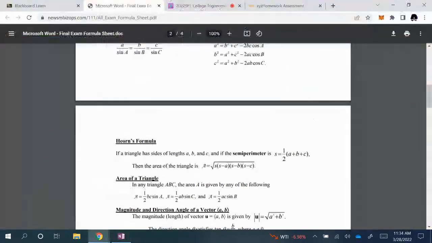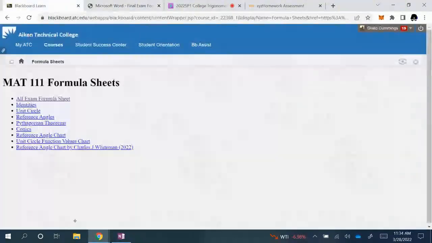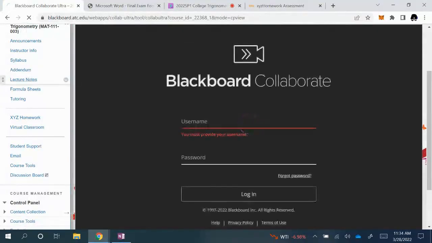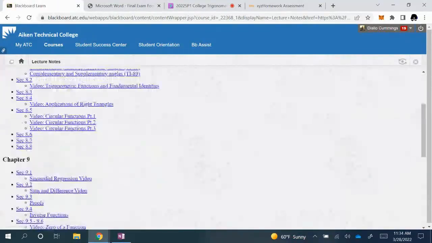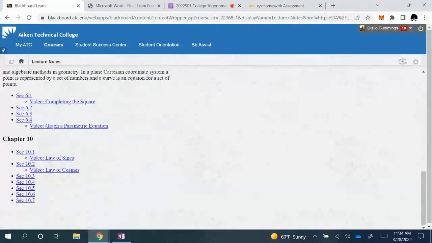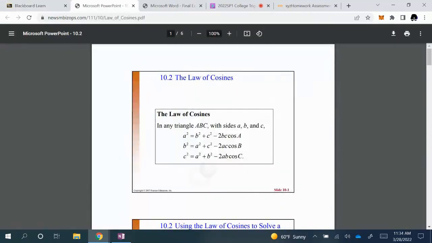At this time, I'm going to go back to Blackboard, and I want to go into lecture notes and into section 10.2. And keep in mind, there is a law of cosines video. All right, so here again are the formulas for the law of cosines. Just keep in mind, whenever you see the law of cosines, you're mainly only going to see these main 3 formulas.